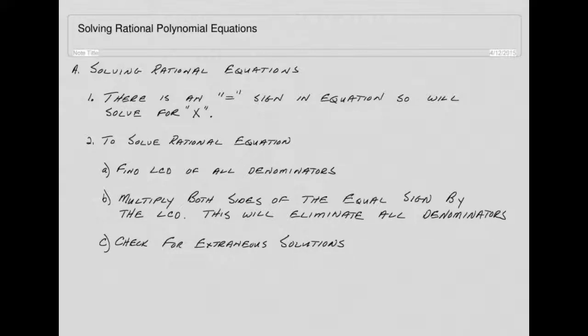So previously all we've done is simplify. That just means change the way the expression looks, make it look simpler. Okay, so this is what we're going to do to solve a rational equation.